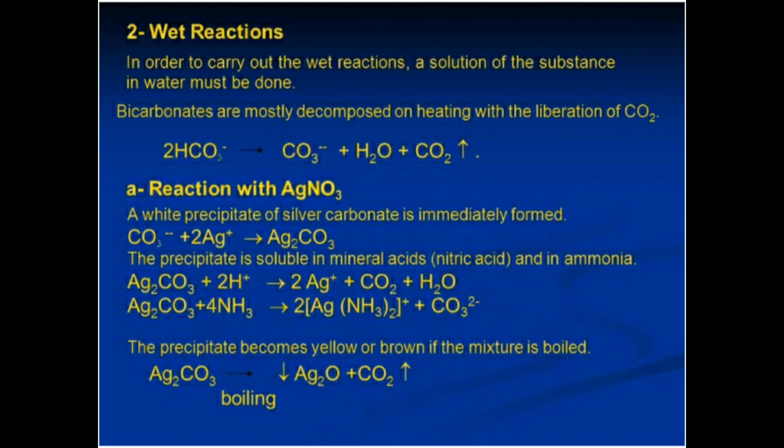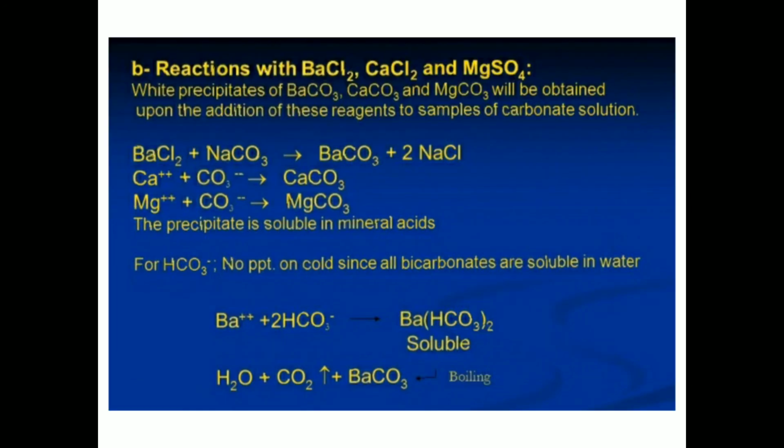CO3 2- + 2Ag+ → Ag2CO3. The precipitate is soluble in mineral acid, nitric acid, and in ammonia. The precipitate becomes yellow or brown if the mixture is boiled. Reaction with BaCl2, CaCl2 and MgSO4: a white precipitate of BaCO3, CaCO3 and MgCO3 will be obtained upon the addition of these reagents to a sample of carbonate solution.